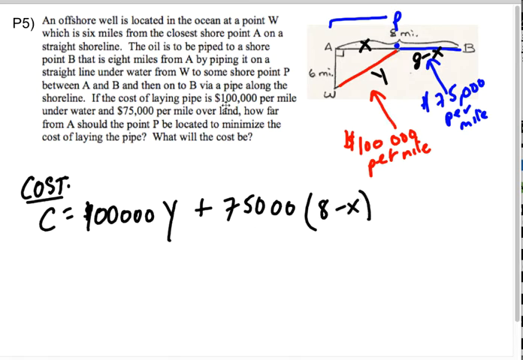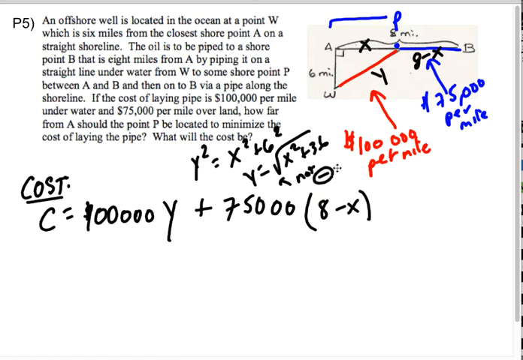So again, I'm going to run into the situation where I'm going to need to use the Pythagorean theorem to write y in terms of x, right? So we've seen that before. So y squared equals x squared plus 6 squared. So y is going to be the square root of x squared plus 36, because again, not because you wouldn't normally write a plus or minus, but because in the context of this problem, it wouldn't make sense for y to be negative.